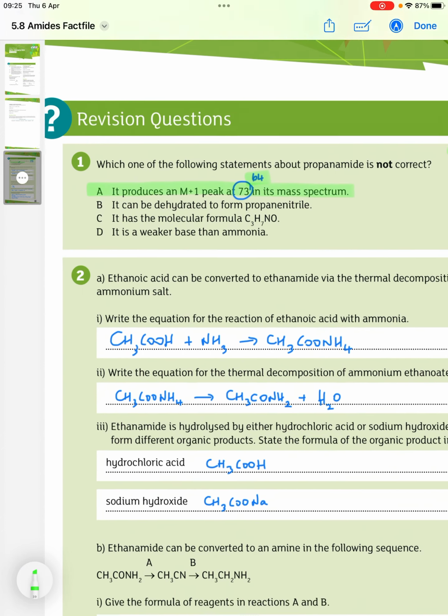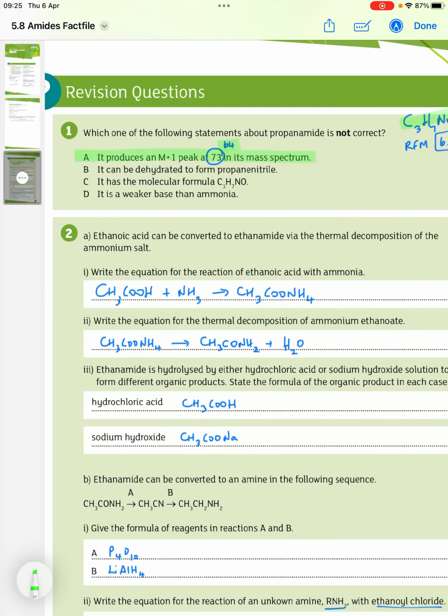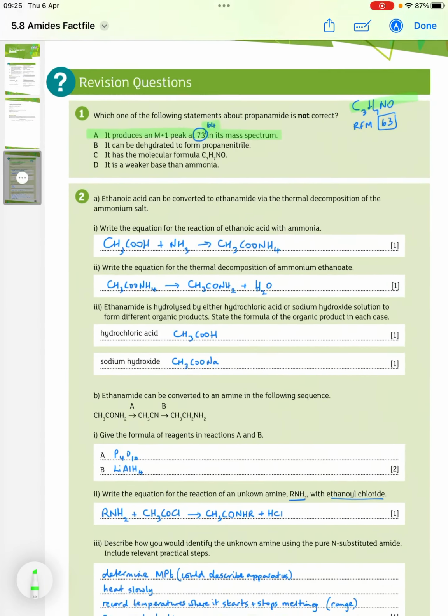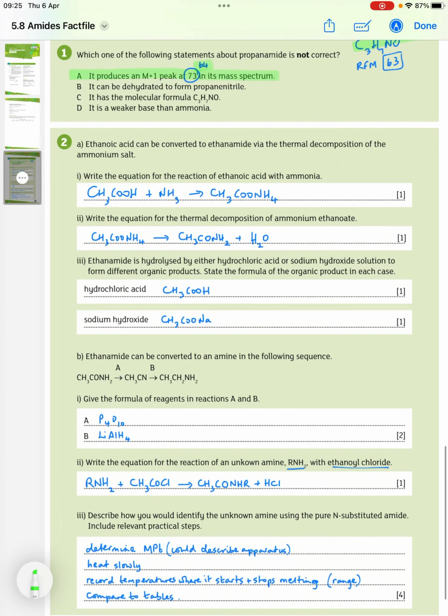So just for completion, it can be dehydrated to form propane nitrile. It does have a molecular formula C3H7NO, and it is a weaker base than ammonia. Question 2. Ethanoic acid can be converted to ethanamide via the thermal decomposition of the ammonium salt. Write the equation for the reaction of ethanoic acid with ammonia.